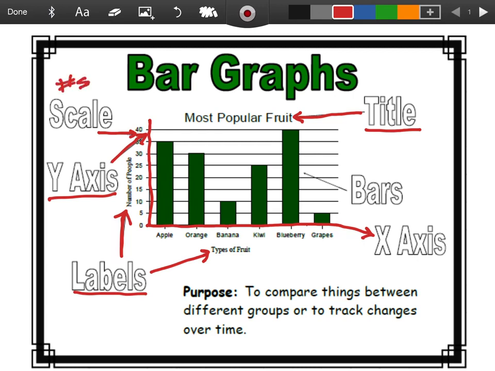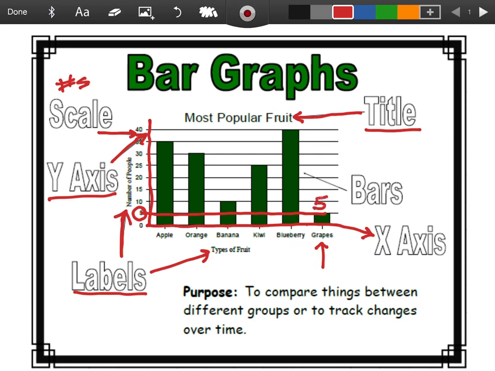Next thing you have are the actual bars. The bars tell you how much is in each column. For example, this one is grapes, and if I take the top of grapes and I follow it across, I can see I reached the number 5. So that means grapes stands for 5.